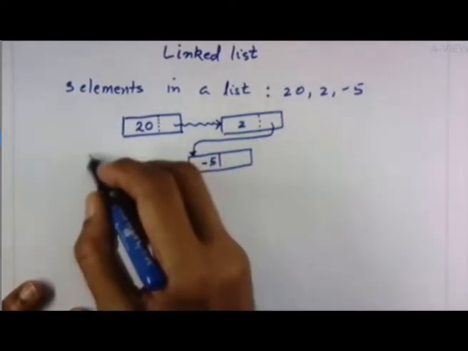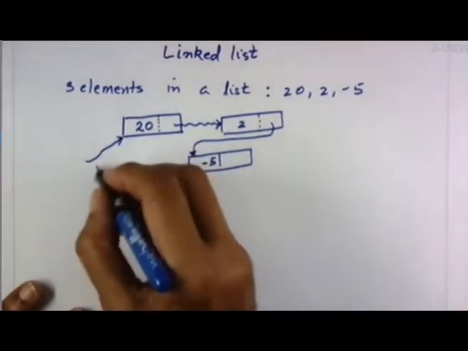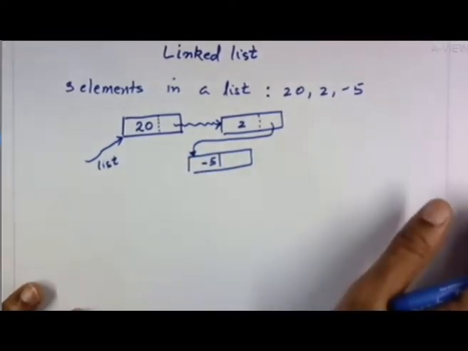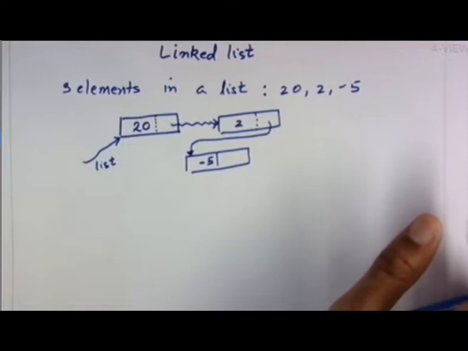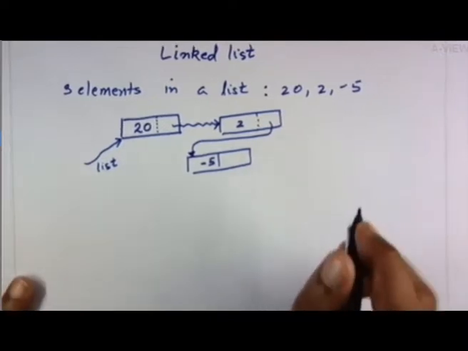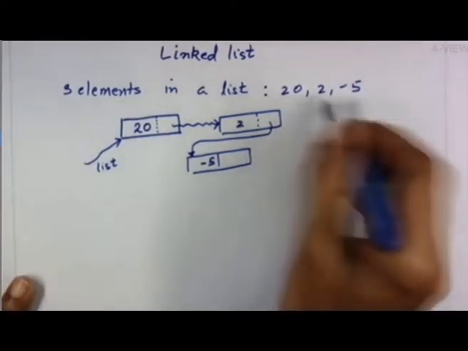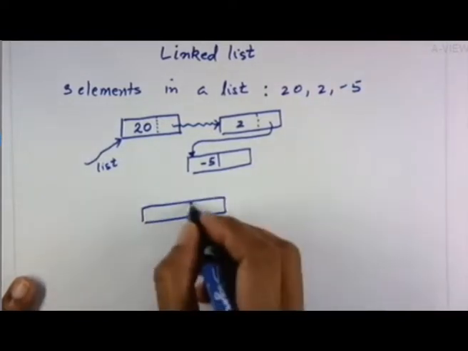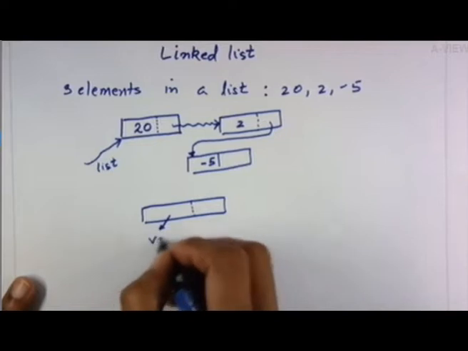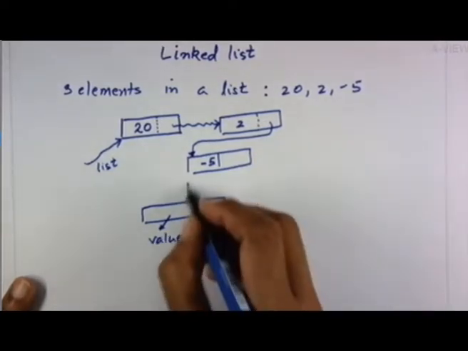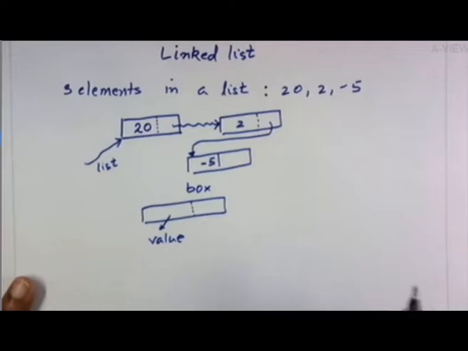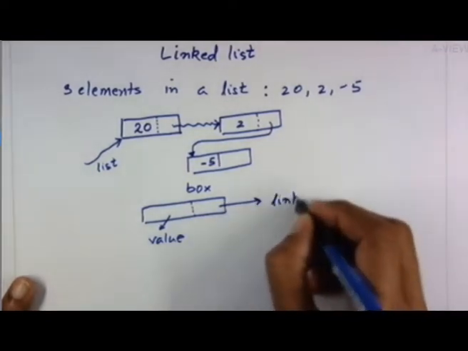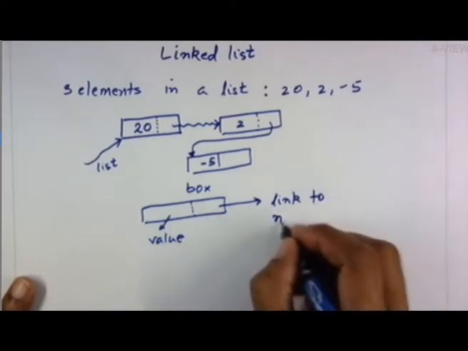Since the first element is 20, I will call this my list. So I'll give it a name. This is what conceptually a linked list comprises of. So let me summarize. If you have only single values, then any box of the linked list has 2 compartments. One is the value. This is for every box that I'm going to create visually. And the second part basically is a link to the next element. Somehow it links to the next element.